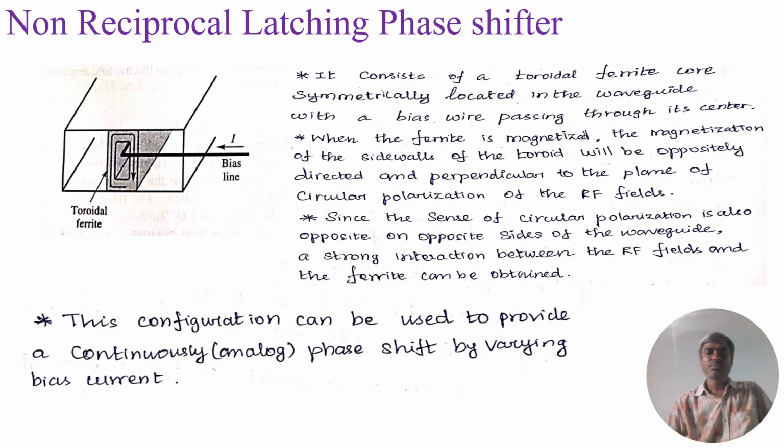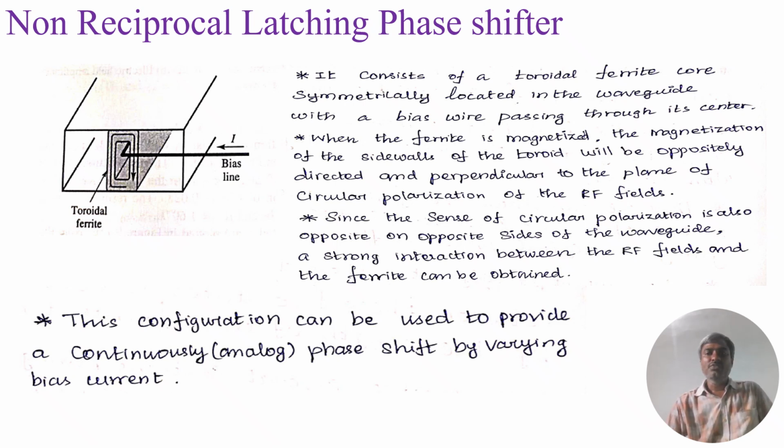The non-reciprocal latching phase shifter consists of a toroid ferrite core symmetrically located in the waveguide with a bias line passing through its center. Whenever a current is applied to the bias line, the ferrite core is magnetized. The magnetization of the ferrite core will change the phase angle of the input signal.